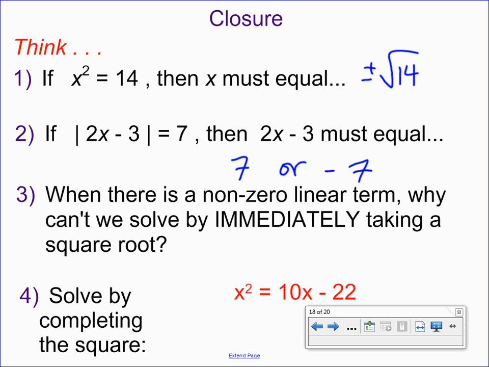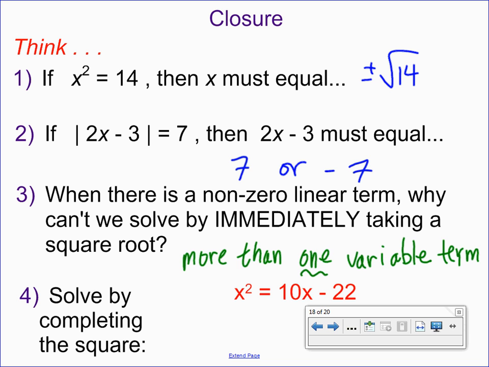7 or negative 7 are the two numbers that are a distance of 7 steps away from 0 on the number line. When there's a non-zero linear term, why can't we solve by immediately taking a square root, right? Because we've got more than one x in the problem, more than one variable term. And we can't solve for both x's at the same time by doing a single inverse operation. So the single inverse operation of square rooting is not going to undo each of those x's and get it by itself.